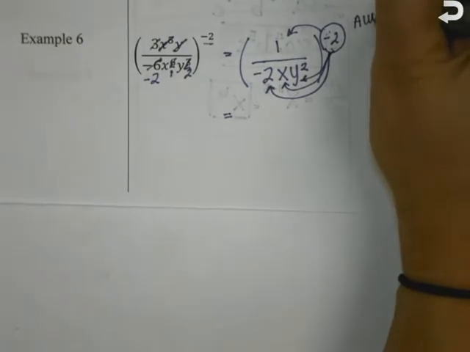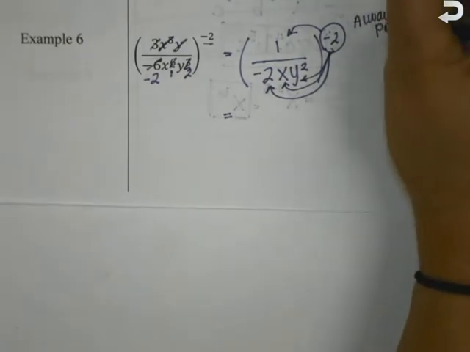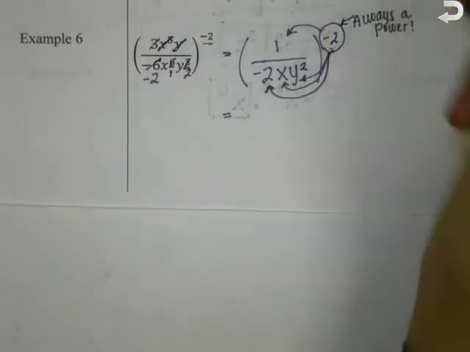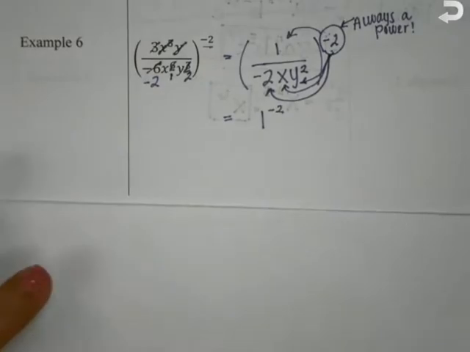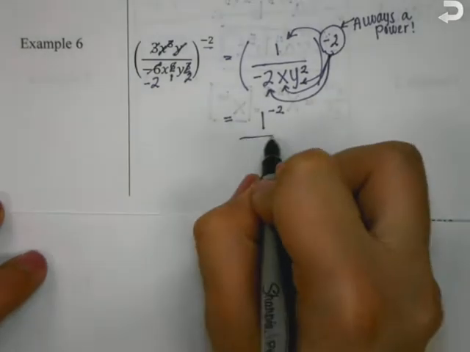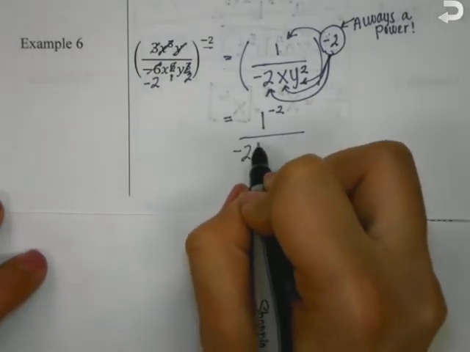Okay, so this is going to be 1 to the negative 2nd power over, same thing, negative 2 to the negative 2nd power, x to the negative 2nd power, y to the negative 4th power.